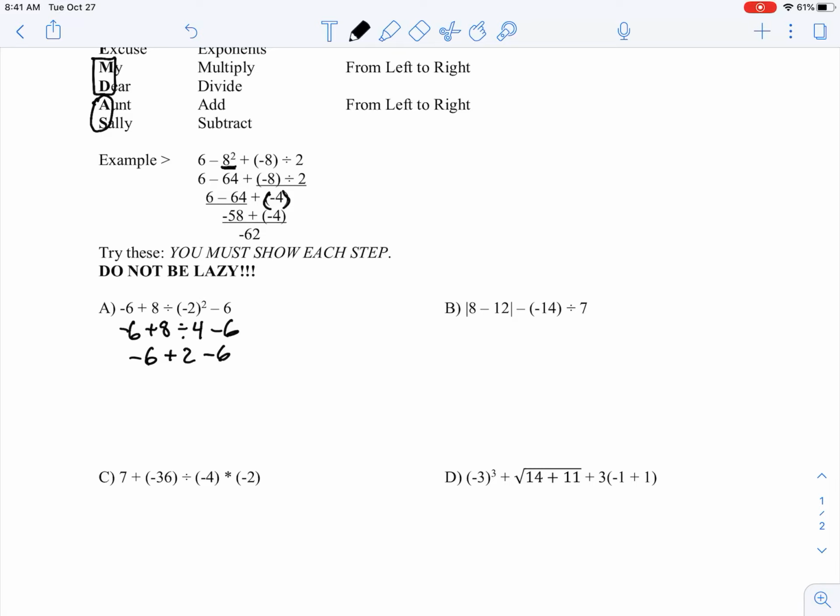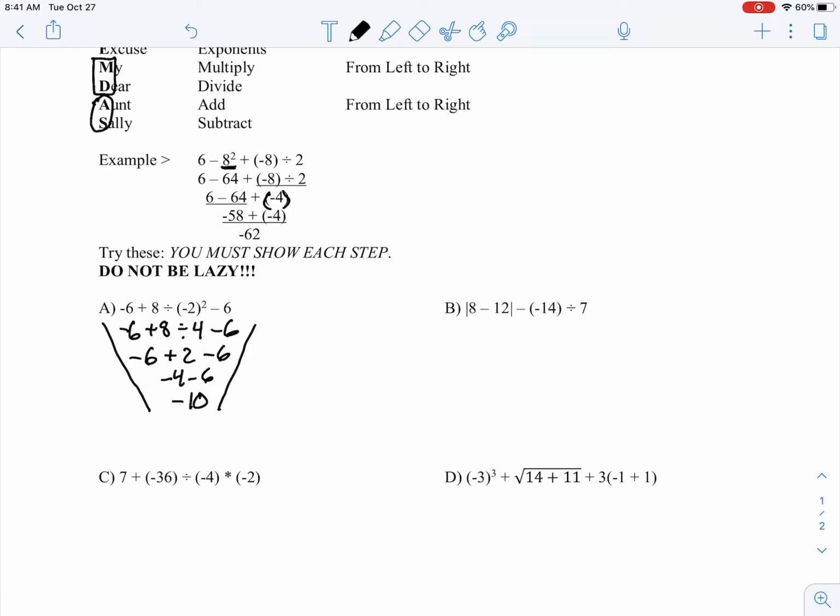And then our next step, negative 6 plus 2 is negative 4. Don't forget to bring that negative 6 down. And negative 4 minus 6 is negative 10. And there we have it. So I like to call it our little evaluation funnel. We're funneling this down into one numerical value there.